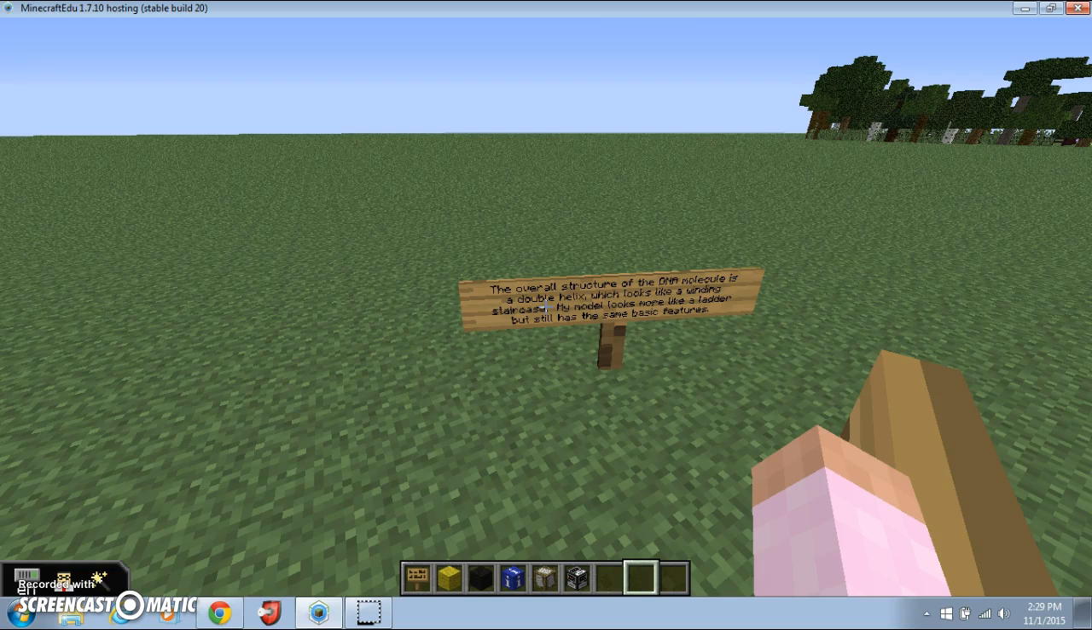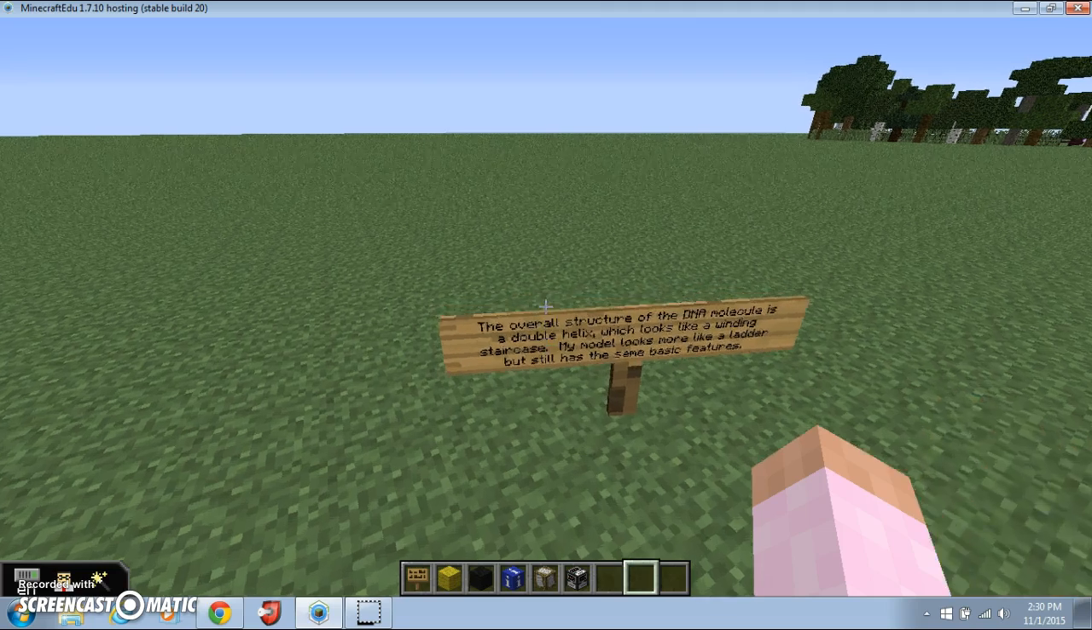I imagine that some of my students could create a much better 3D model in Minecraft that looks very similar to Watson and Crick's original model, but I'm not quite there yet with my Minecraft skills.